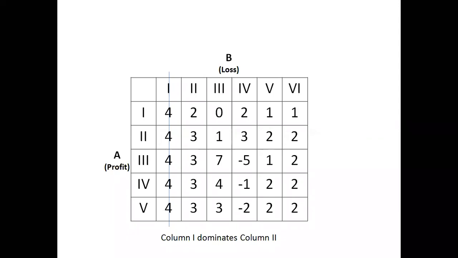This example says column 2 dominates column 1. Sorry, it is reverse, it is vice versa: column 2 dominates column 1. If you see, every element in column 2 is less than or equal to every element in column 1. So we have eliminated column 1 because it is dominated by column 2, because column 1 is giving you more loss than column 2. Are you getting this point?